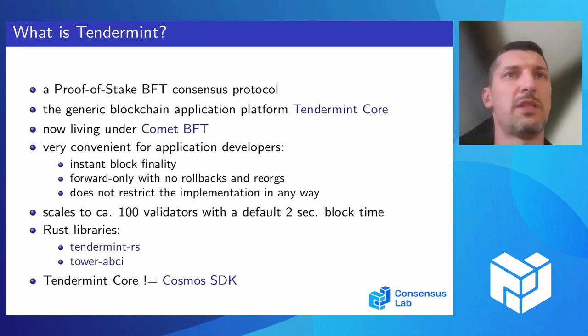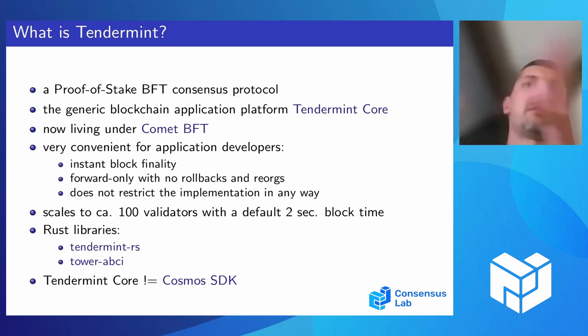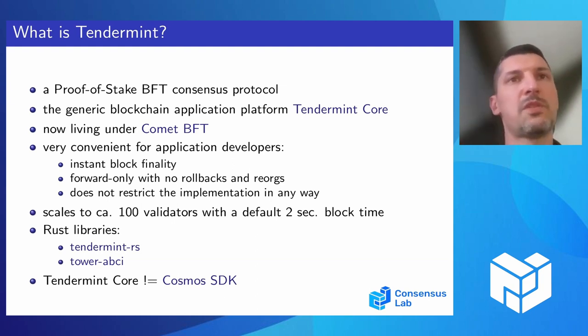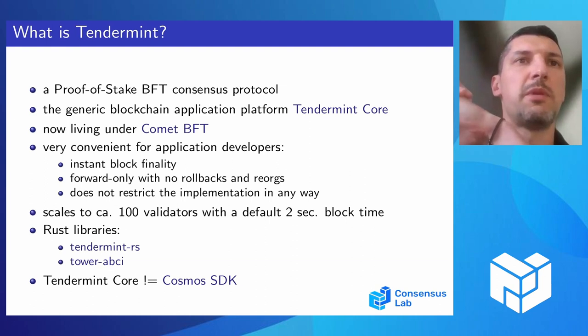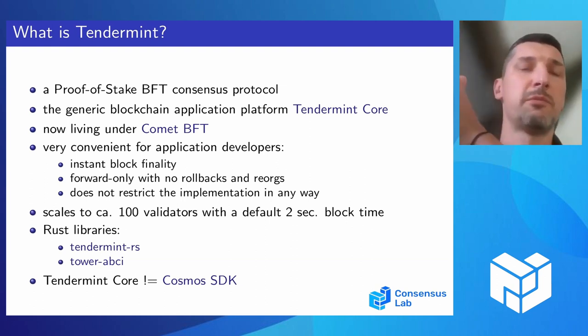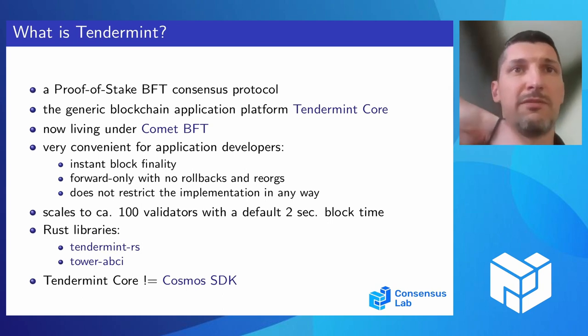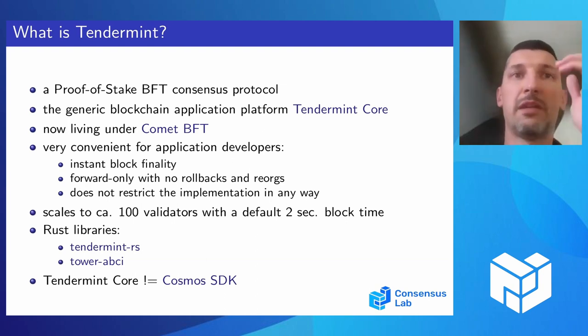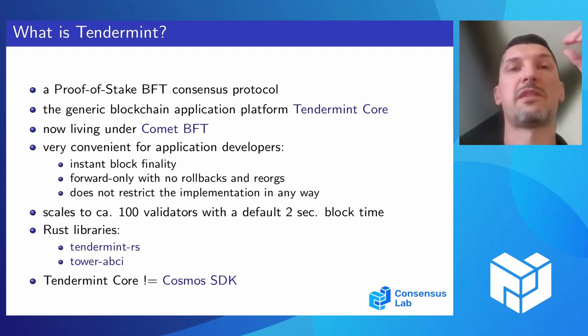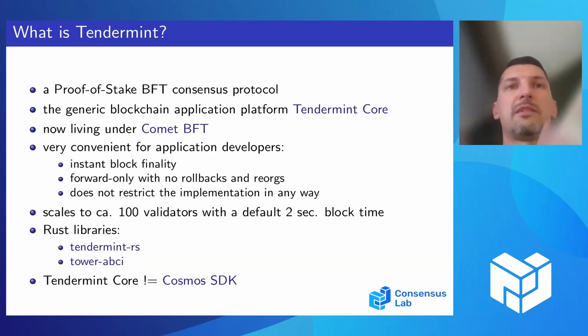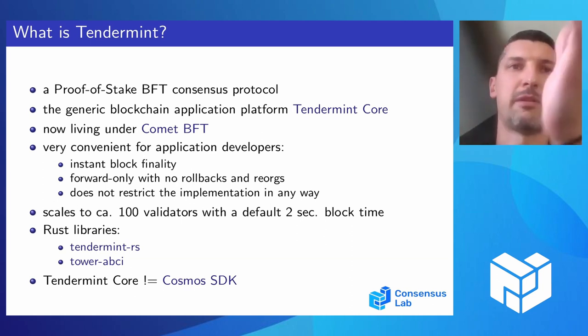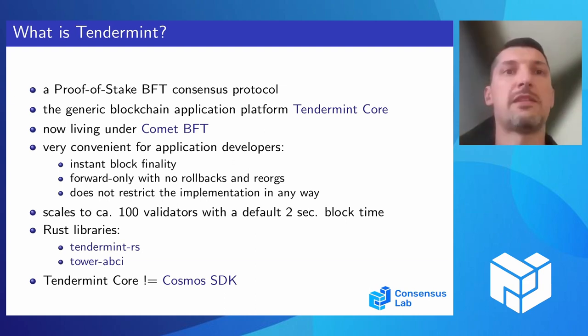So for anyone who isn't too familiar with Tendermint, it's a proof of stake BFT protocol. And there is a generic component called Tendermint Core, now renamed, or succeeded by CometBFT. And it's very convenient from a developer's perspective because blocks are instantly final. You're only moving forward, never have to worry about rolling back your state. It's very easy to think about, but it doesn't scale to thousands of validators. So you have to be somehow sampling or letting people opt into a subnet, and around 100 validators can run it. And there are nice Rust libraries.